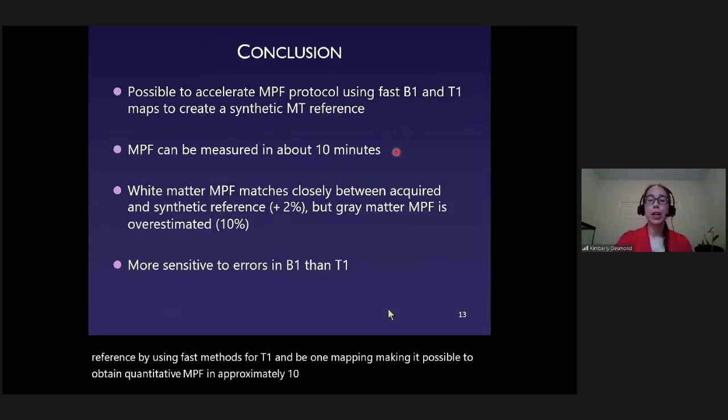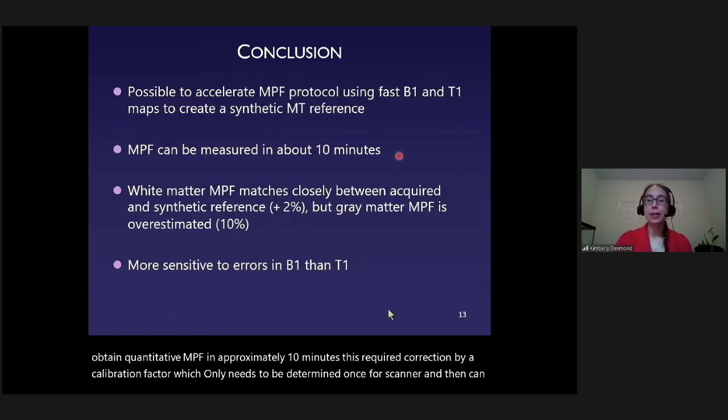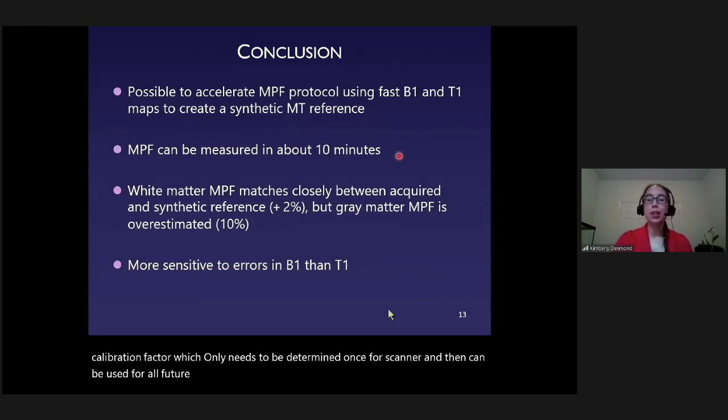This required correction by a calibration factor, which only needs to be determined once per scanner and then can be used for all future scans. We compared the MPF calculated in two cases: one, when the reference image was acquired, and two, when the reference image was generated synthetically.